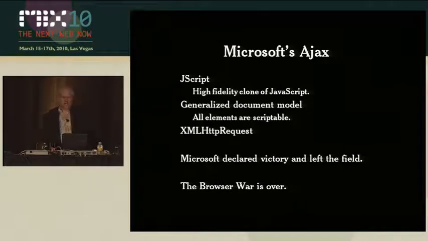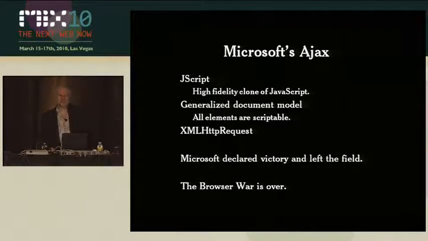Now, before leaving, Microsoft had developed JScript, which was a high-fidelity clone of JavaScript. Had they not done that, we wouldn't be talking about JavaScript today. I mean, ECMAScript. They generalized the document model. The DOM that Netscape came up with was quite awful. And that's really saying something when you look at how awful the modern-day DOM is. But Microsoft significantly improved the DOM, made development much less painful.